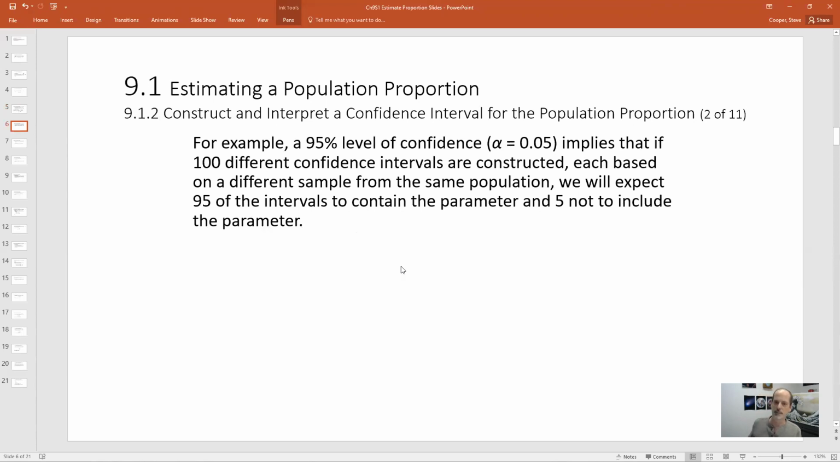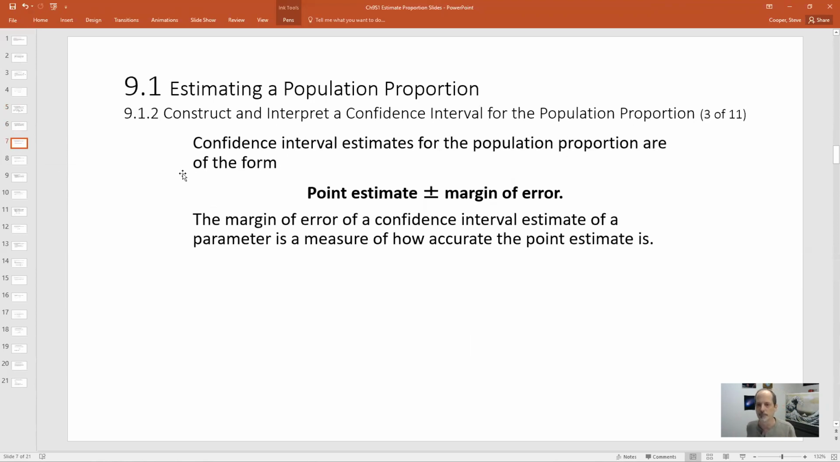So we're just saying that once we create this, based on some level of confidence, we're 95% certain that the true parameter falls within that interval. We'll see a good way to word it once we get an example.